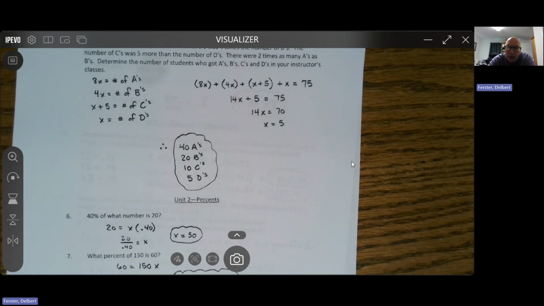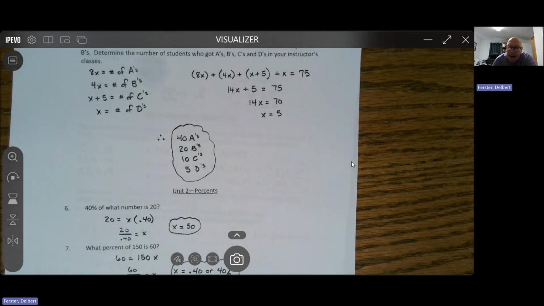So it's 20 is 0.40 times X. Solve for X by dividing both sides by 0.40, and X comes in at 50. So we have just realized that 40% of 50 would get us a total of 20. 20 is the part, 40 is the percent, and we were solving for the base.